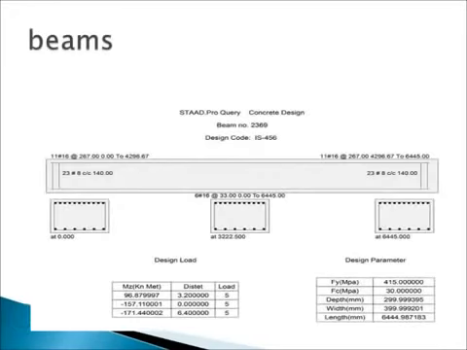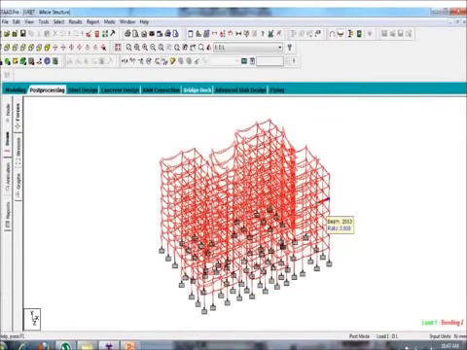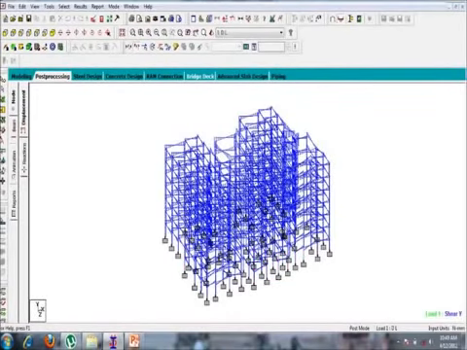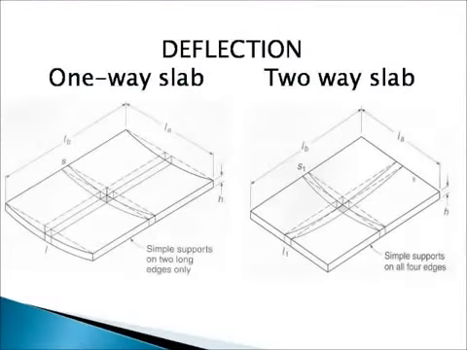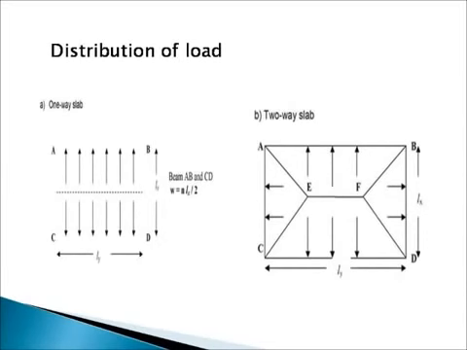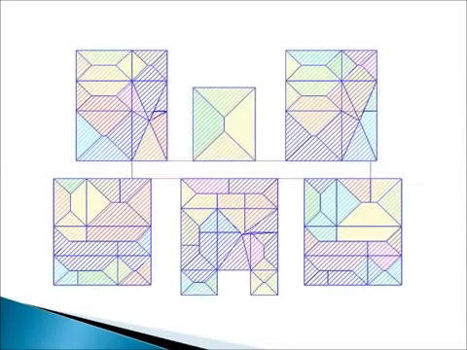Beams. Beams are designed for bending. This figure shows reinforcement of a sample beam in STAAD. After the analysis, we get the bending moment and shear force as shown in the slides. Slabs. There are 2 types of slabs, one-way and two-way, which are classified based on deflection and load distribution as shown in the figure. This figure shows load distribution of the building.